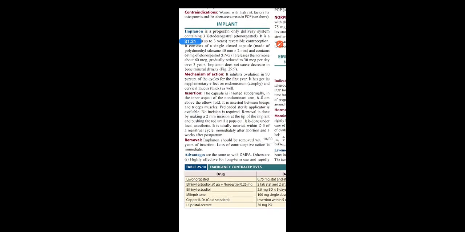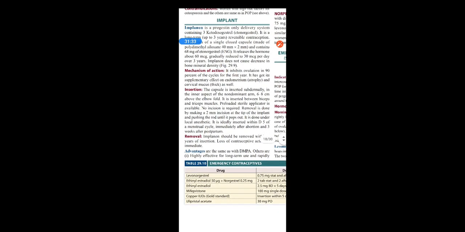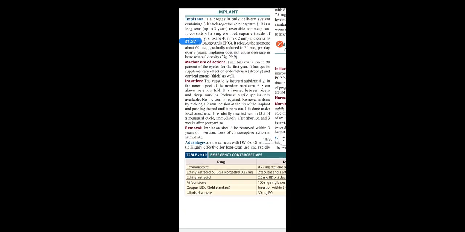It has a supplementary effect on the endometrium, that is, it causes atrophy of the endometrium, and cervical mucus becomes thick as well. Insertion: the capsule is inserted subdermally in the inner aspect of the non-dominant arm, 6 to 8 cm above the elbow fold. It is inserted between the biceps and the triceps muscle. A preloaded sterile applicator is also available. No incision is required. See here, no incision is required. Directly we can insert the implant. Preloaded sterile applicator is there.